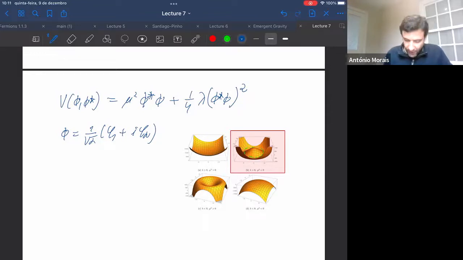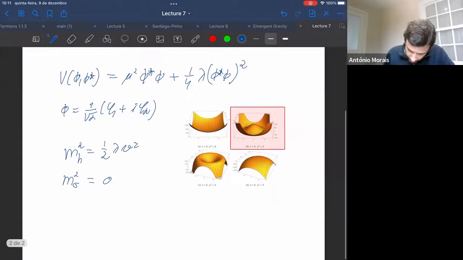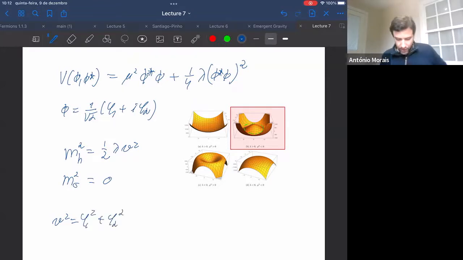Because of that, this reflects in a mass spectrum where we have something that we call H, because now we're talking about physical fields, with m_h squared equal to 1/2 lambda v squared, and something G, which is a Goldstone boson. We already introduced that, whose mass is 0. Also, just recall that v squared is equal to phi 1 squared plus phi 2 squared. This is what we have verified.